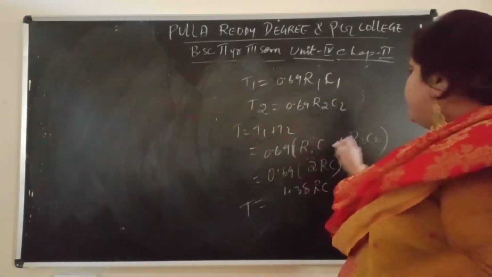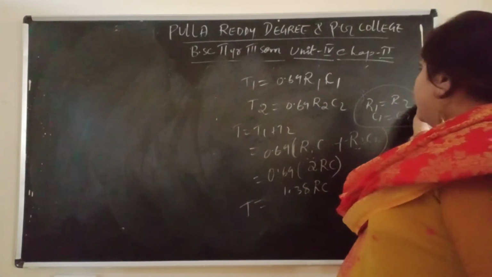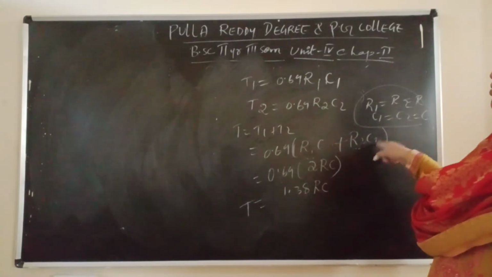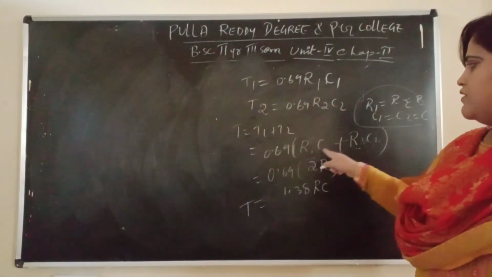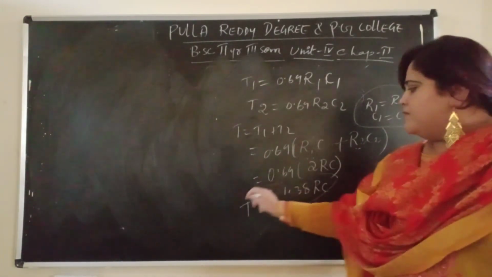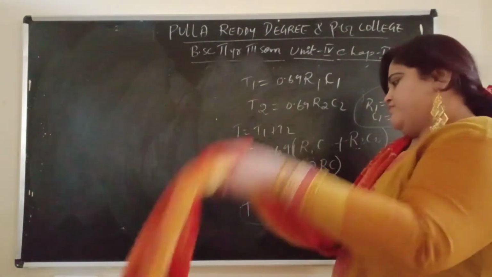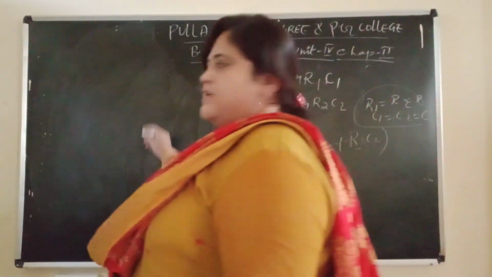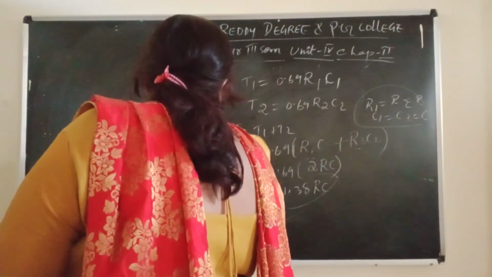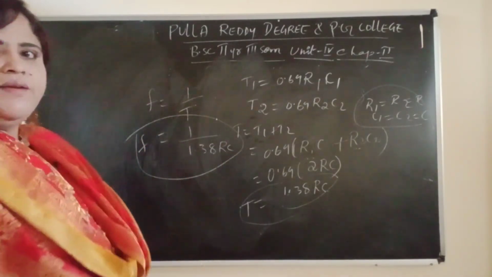When we take R1 equal to R2 and C1 equal to C2, we take simply R and C instead of R1 C1 and R2 C2. So this is RC and this is also RC, giving 2RC into 0.69. You multiply and get T equal to 1.38 RC. Now the final frequency formula is f equal to 1 by T, which means 1 by 1.38 RC. This is the frequency of an astable multivibrator.